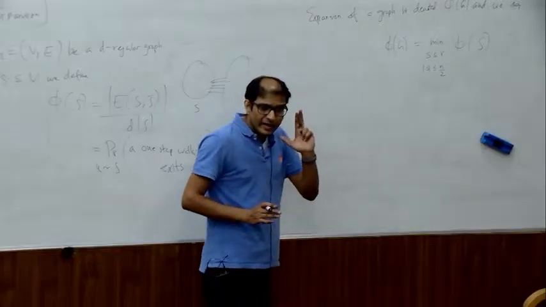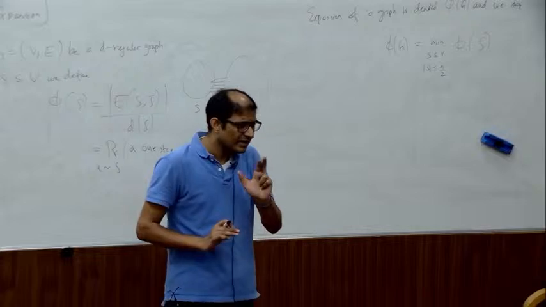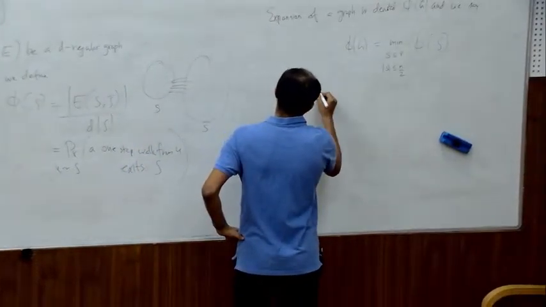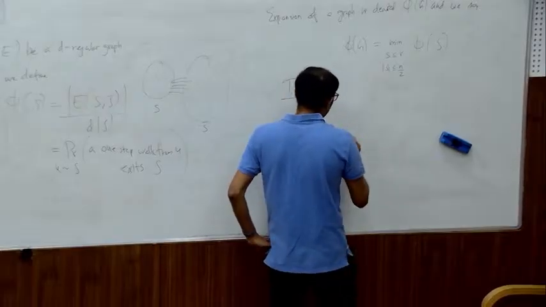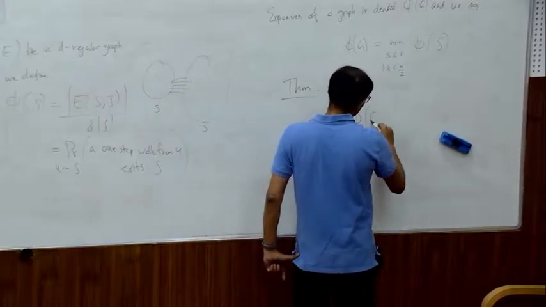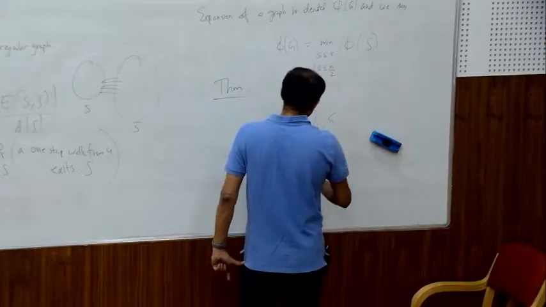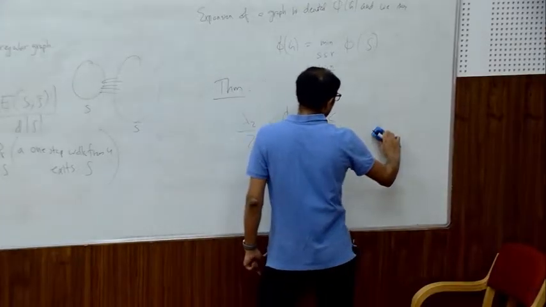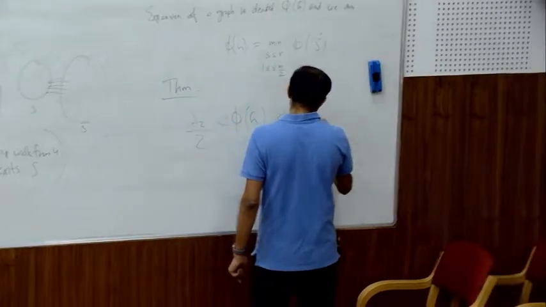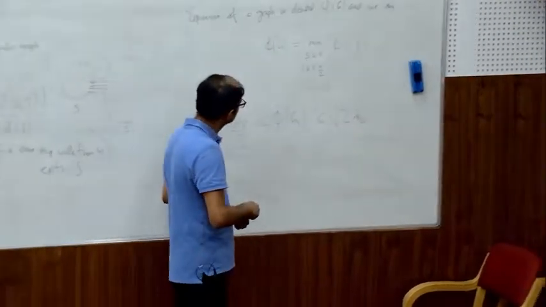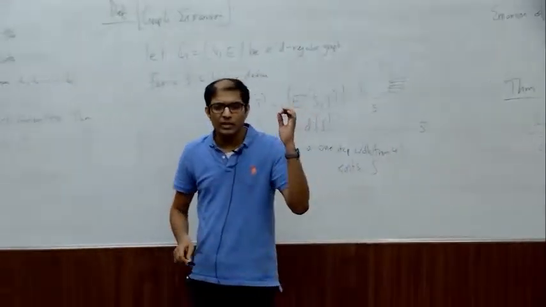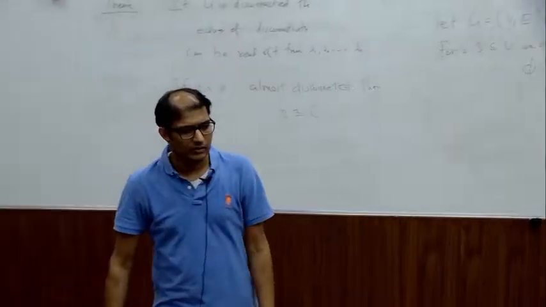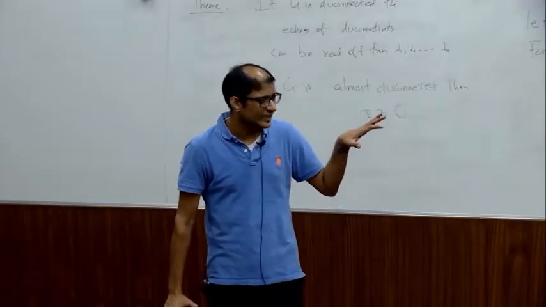So again, keep in mind that lambda 2 is small. It will be helpful to parse the statement of Cheeger's inequality. So Cheeger's inequality tells you that for any graph G, its expansion is at least lambda 2 over 2 and at most square root of twice lambda 2. If lambda 2 is small, expansion is small. The graph is almost disconnected. Right. Lambda 2 is small, the expansion is small.